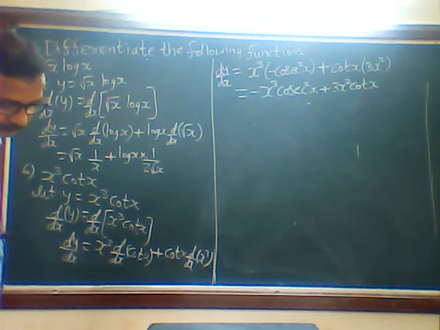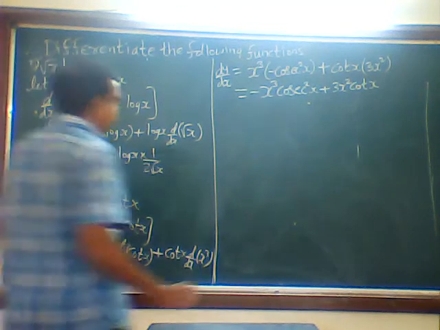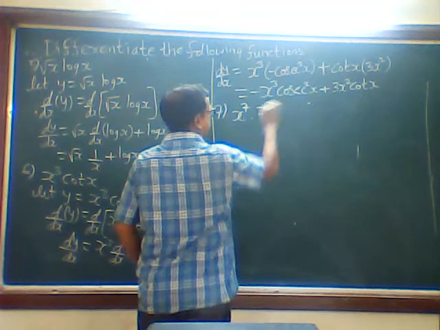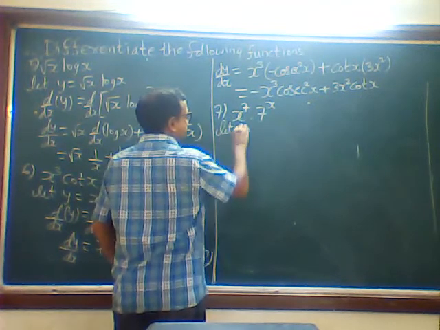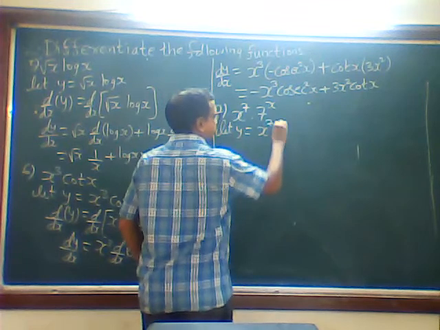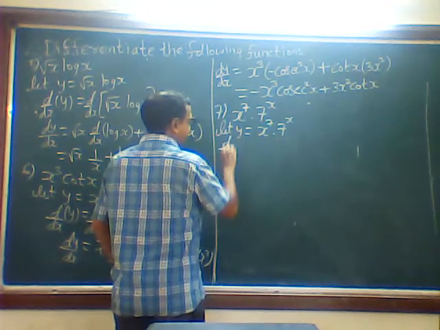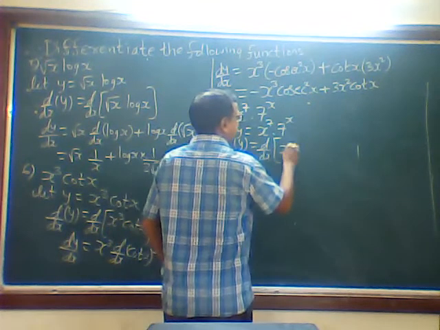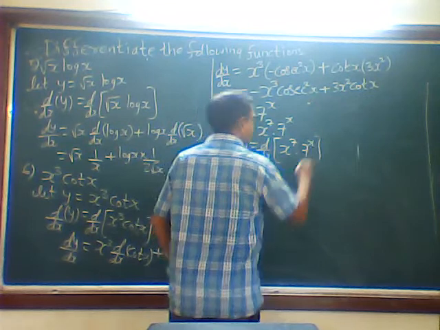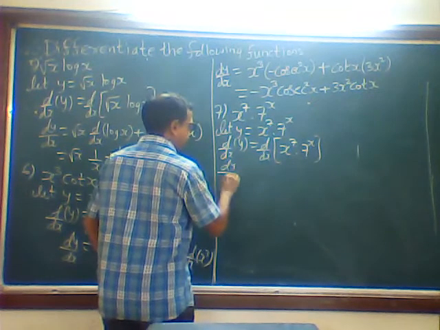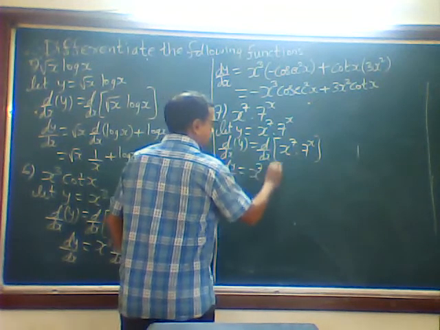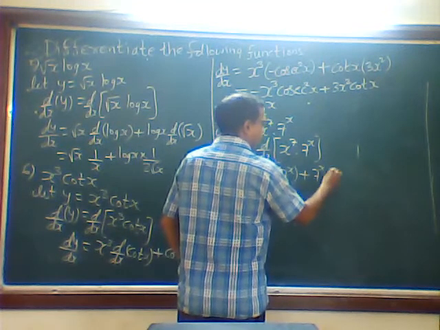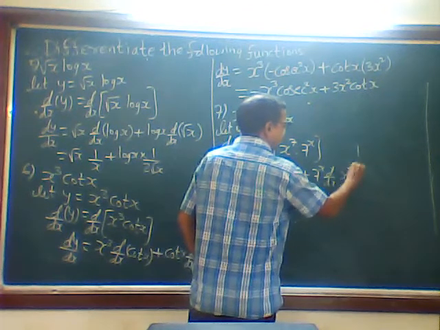Next, x raised to 7 into 7 raised to x. So again, let y is equal to x raised to 7 into 7 raised to x. So d by dx of y is d by dx of x raised to 7 into 7 raised to x. So dy by dx, first term as it is d by dx of 7 raised to x plus 7 raised to x d by dx of x raised to 7.